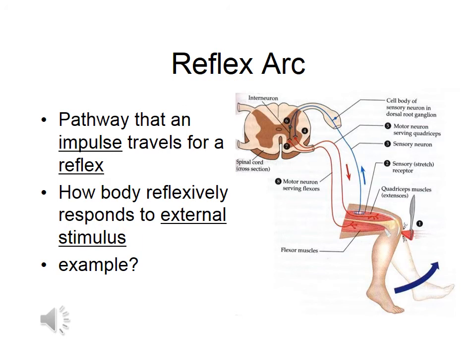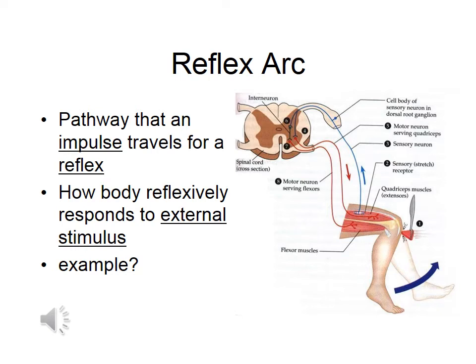Okay, so a reflex arc. It's a pathway that an impulse travels for a reflex. So basically, you see the arrows here in the drawing. It's basically an arc pathway. It's the way an impulse travels in order for you to kick up your foot when the doctor hits you with that little hammer that they use to check your reflexes.